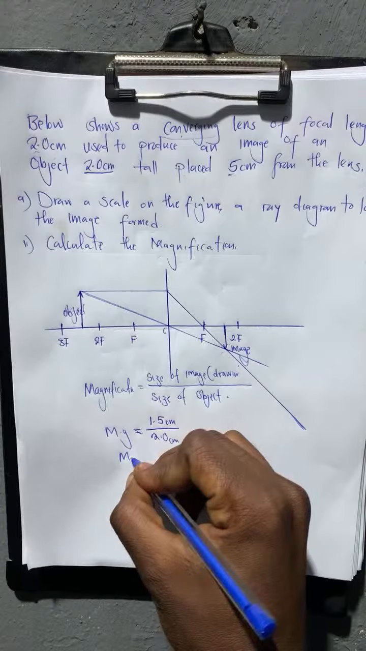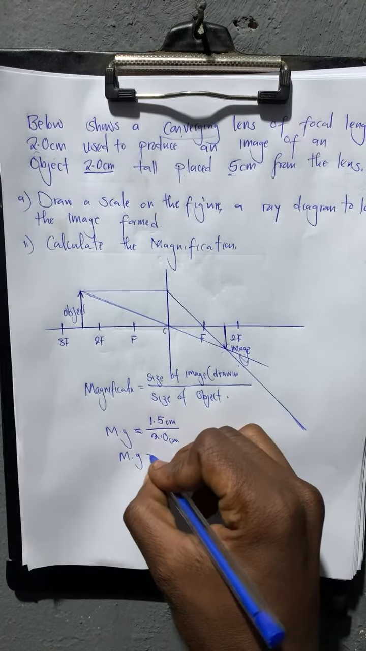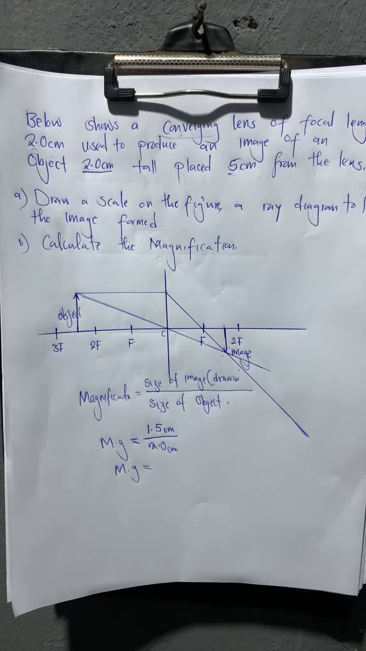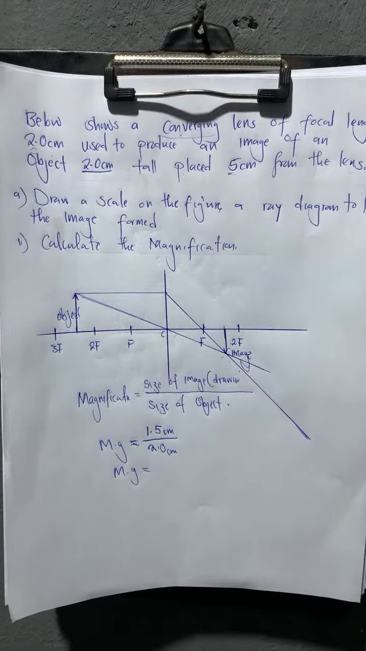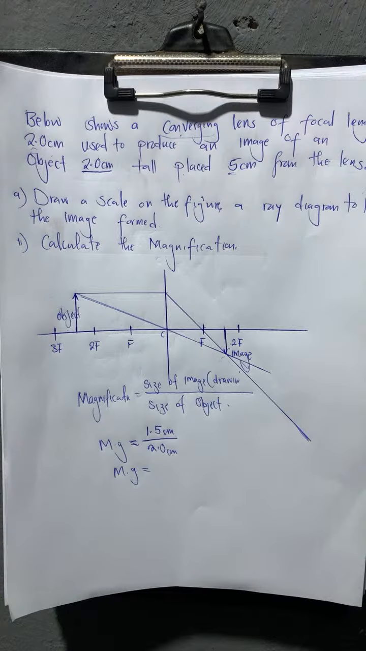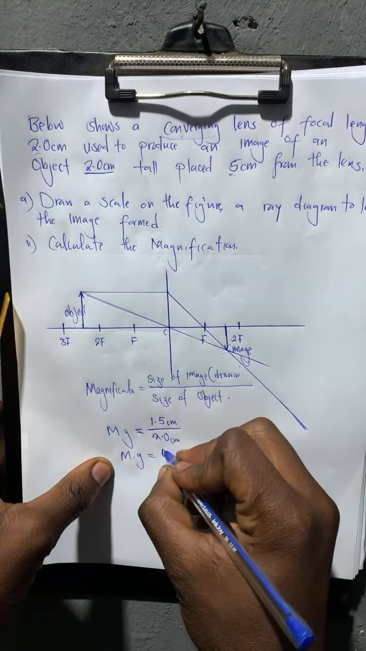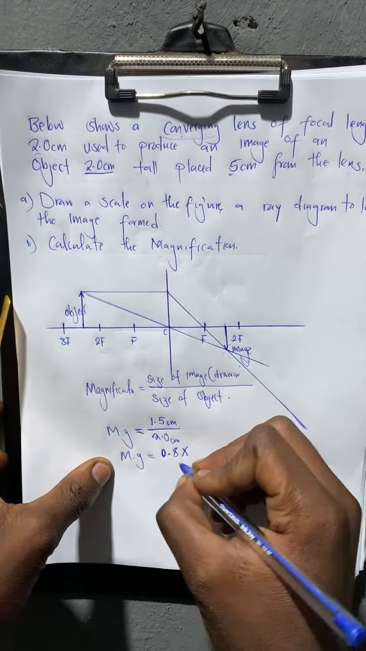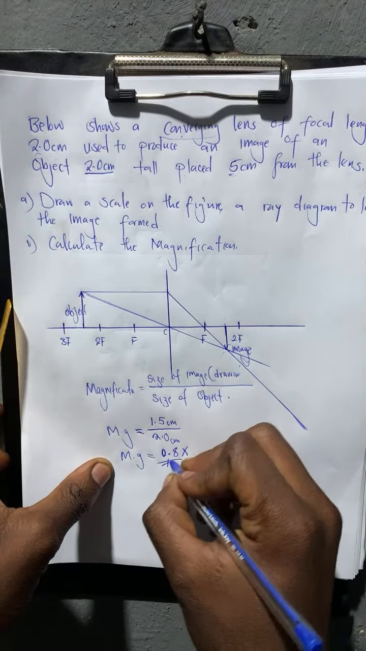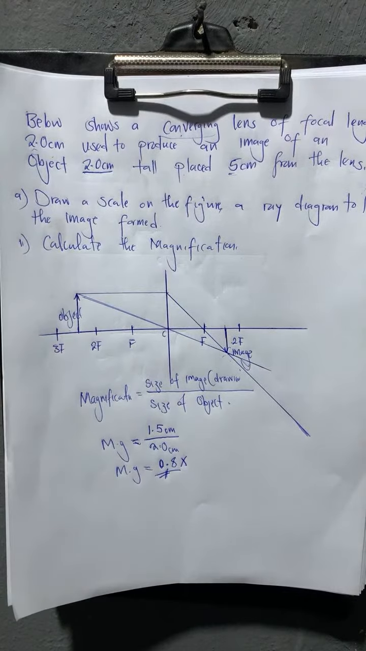So you say magnification is equal to, you get your calculator nicely. Then what do you say? What's the answer here? 1.5 over 2. What do you get? 0.75. You get 0.8. This was the answer exactly. You put X as magnification. Excellent. Well done, Professor.